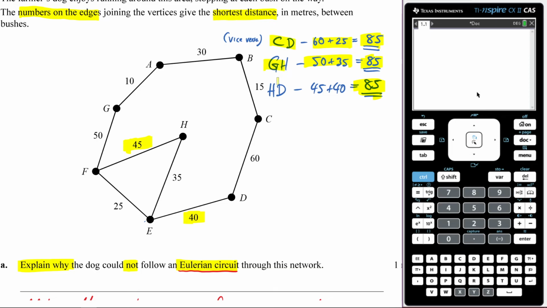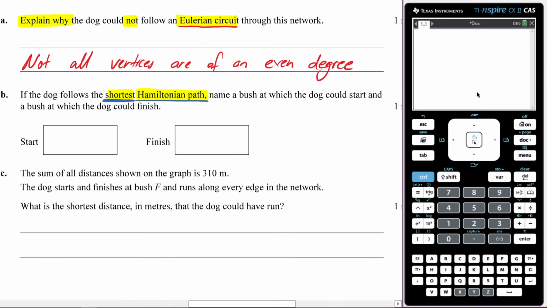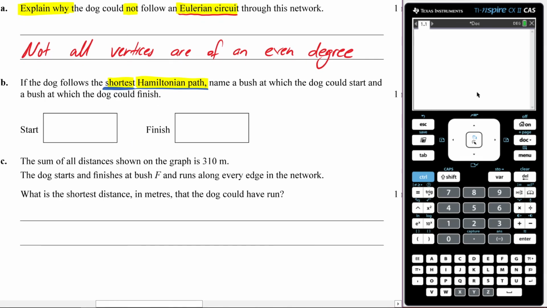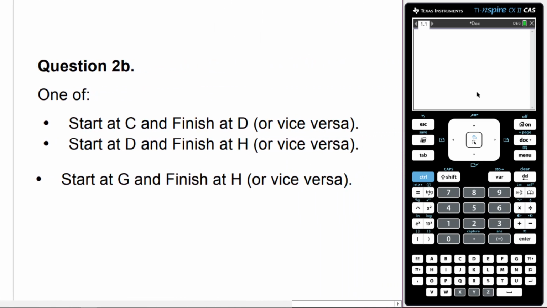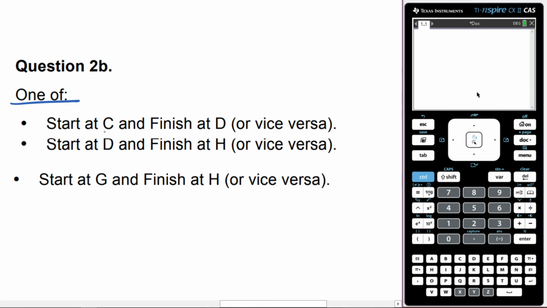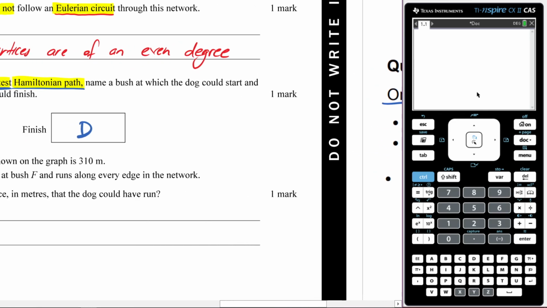Now, either of these answers would have been fine: C, D; G, H; H, D. And the order of it also doesn't matter. So that's what you're going to think of there. So when I come here, start and finish, I could say C to D or D to C. If we now look at the examiner's report, it says one of: start at C, finish at D or vice versa; D to H, vice versa; G to H, vice versa. So that's that question there.